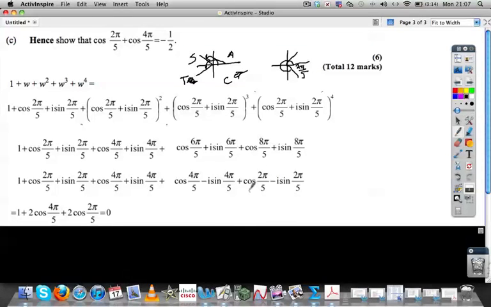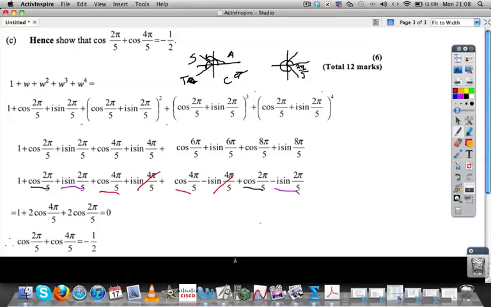Why do we do that? Well, we can from all our knowledge of the trig and circular functions unit. And here, because this is our goal, that's what we're trying to show. All right? So then, the 1 is obviously the 1. Cos 2 pi over 5 and cos 2 pi over 5 is 2 cos 2 pi over 5. The i sine 2 pi over 5 and the minus i sine 2 pi over 5 disappear. Cos 4 pi over 5, and another one gives 2 cos 4 pi over 5. And these are going to cancel, which leaves us with this statement. Moving down, we then subtract 1 from both sides, divide by 2, and suddenly we are finished.